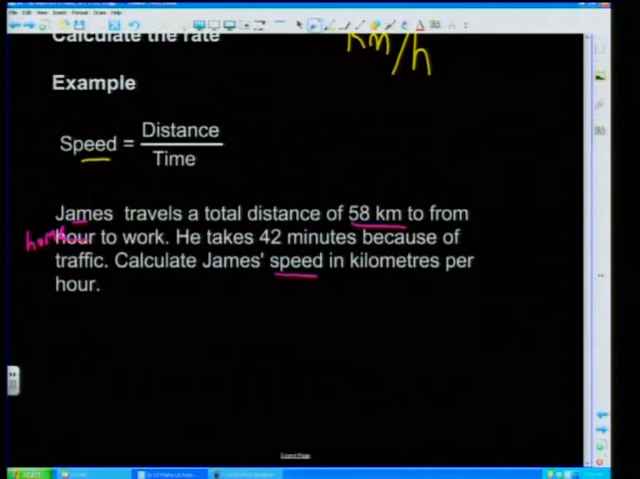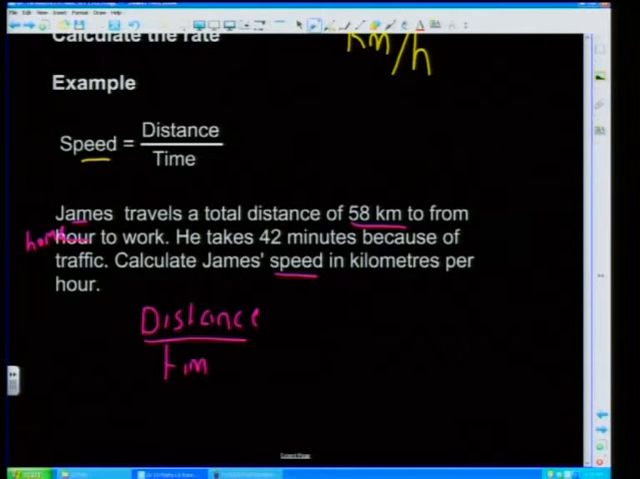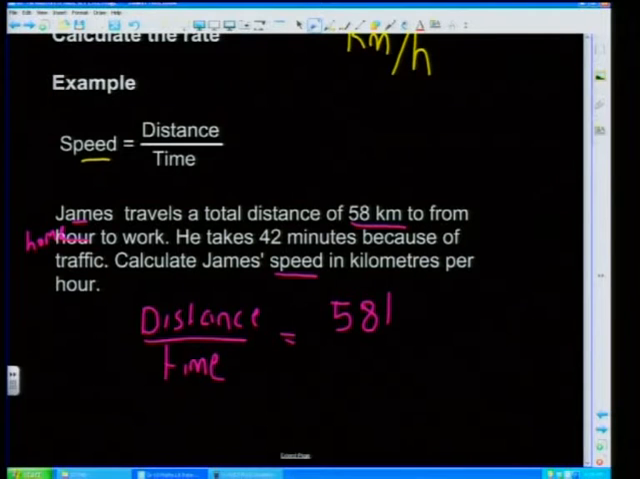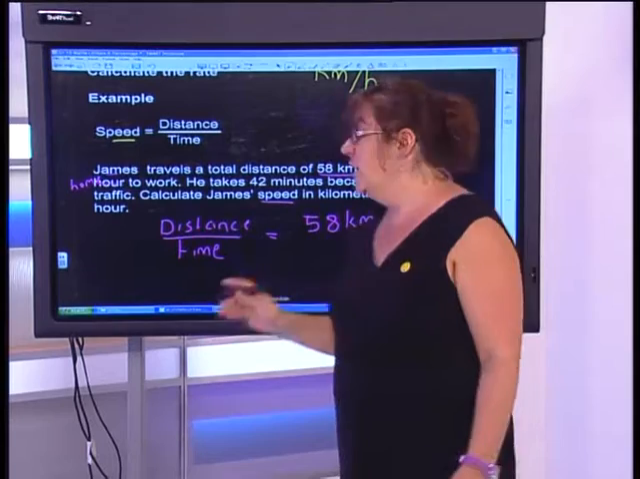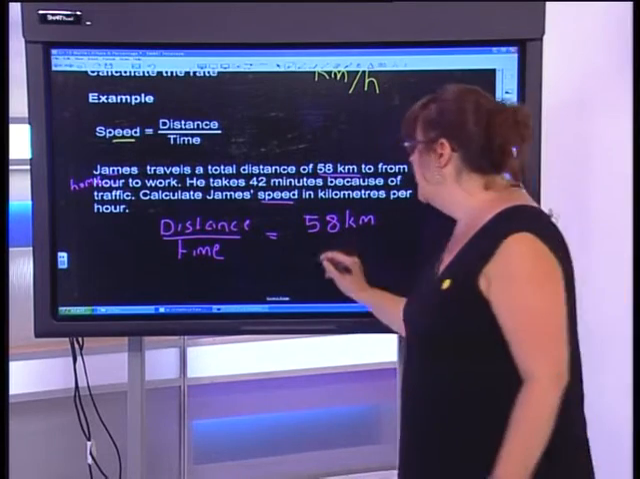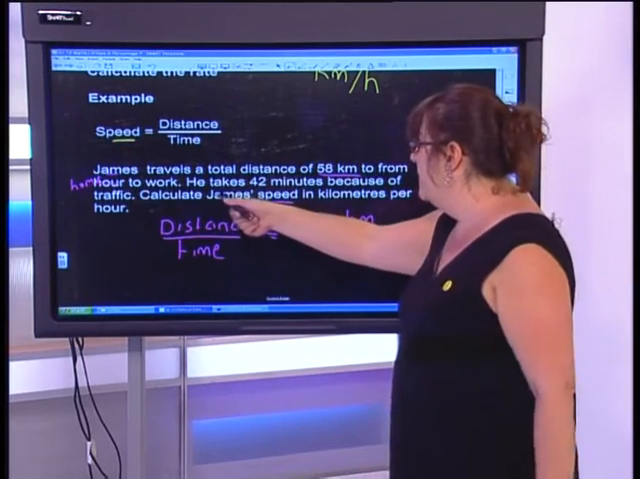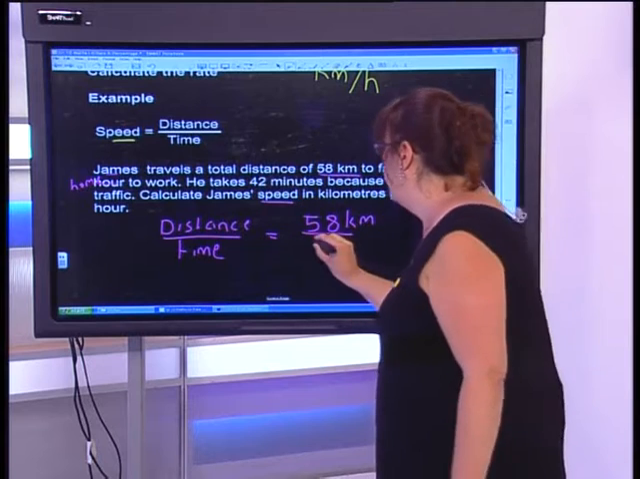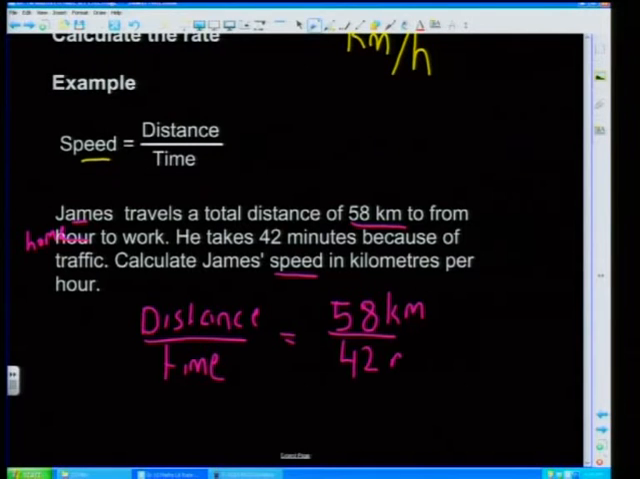So we can use our formula. We're going to be looking at our distance divided by our time. Okay, so what was his distance? We're talking about 58 kilometers. Now my answer needs to be in kilometers per hour. So my kilometers, I'm fine with that. Let me see if I divide this by the time it takes him, which is 42 minutes. Now all of a sudden I'm seeing there's a problem.